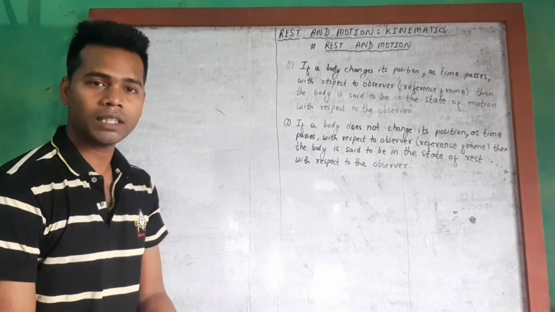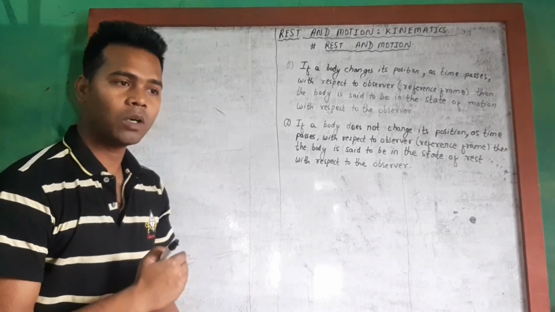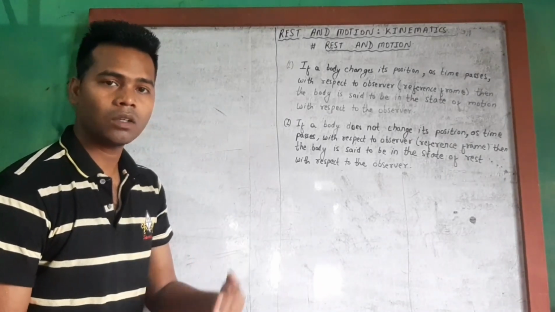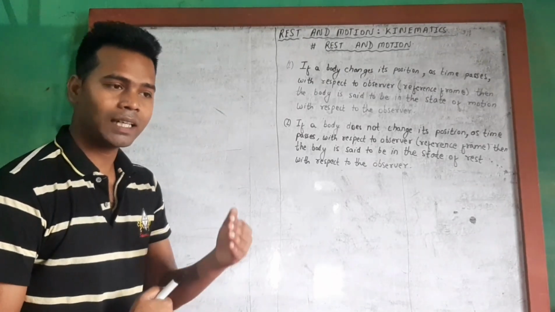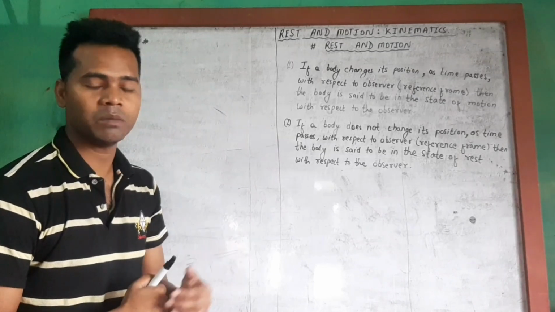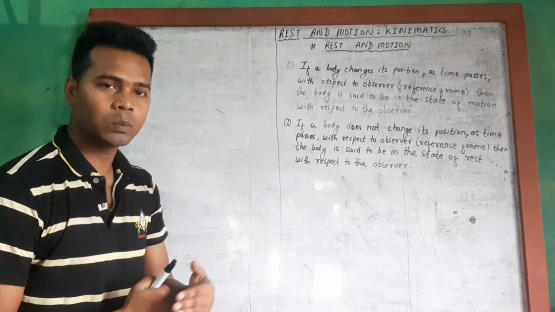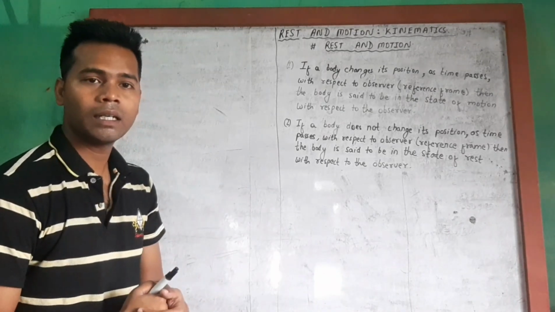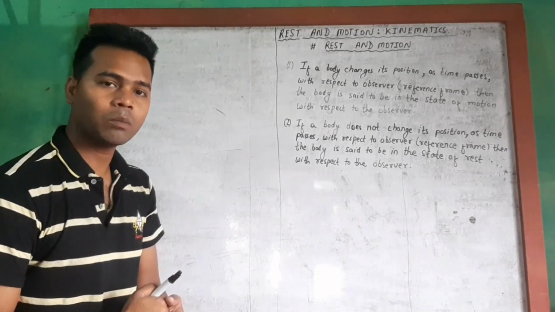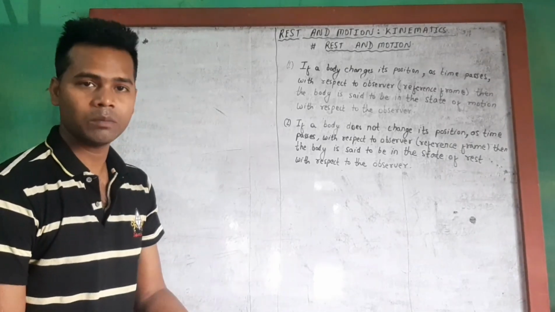In very simple words, we can say if a body is changing its position or just moving as the time passes, then the body is said to be in motion in that time interval. And if the body is not changing its position or not moving as the time passes, then the body is said to be in the state of rest in that time interval.